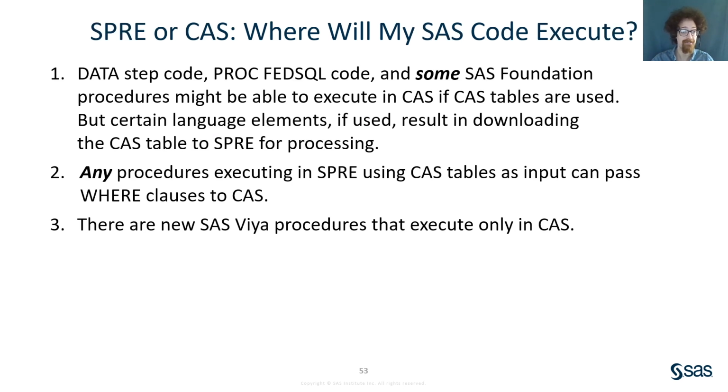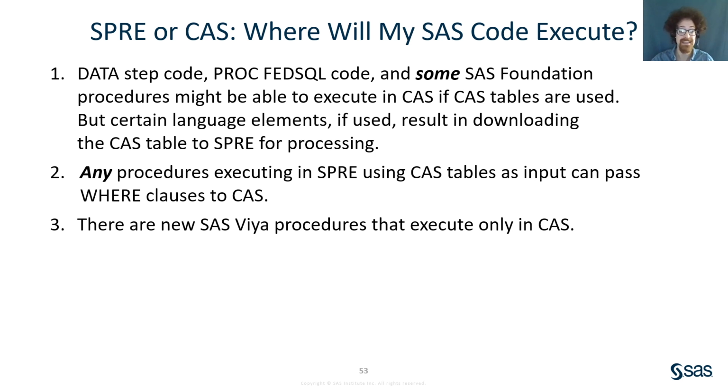Some general statements are the following. DATA step code, PROC FEDSQL code, and some SAS Foundation procedures might be able to execute in CAS if CAS tables are used, but certain language elements, if used, result in downloading the CAS table to SPRE for processing. A simple example is if we use DATA step code with the LAG function, which looks one row behind, that will guarantee that the table is moved to the SPRE environment, because that LAG function doesn't really work in a distributed environment.